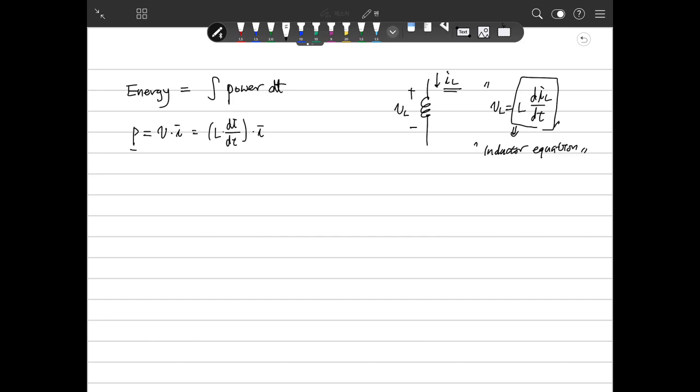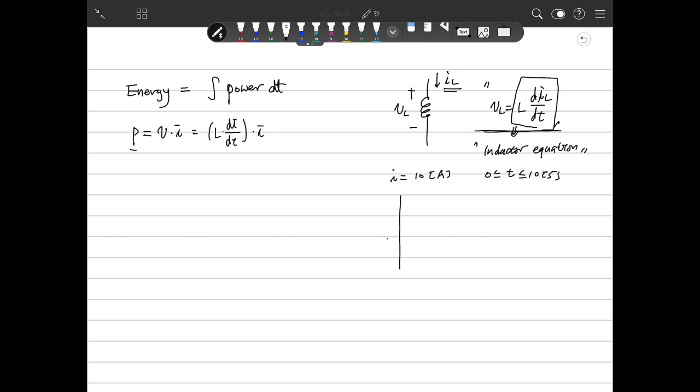We need to think in more detail about the characteristics of an inductor, because this inductor equation shows us all of the characteristics of an inductor. So if the current is 10 amperes for time 0 to 10 seconds, then what happens to the voltage V across the two terminals of the inductor?